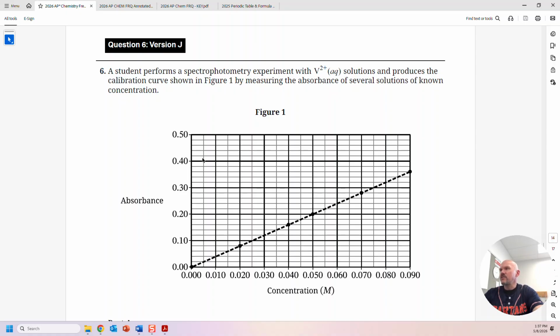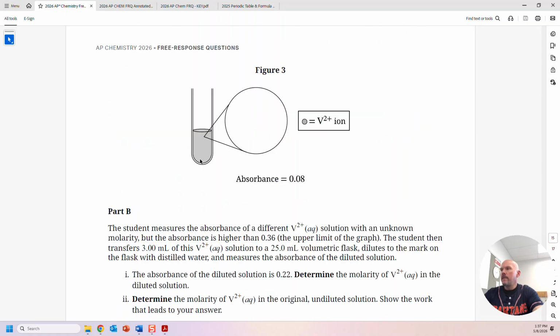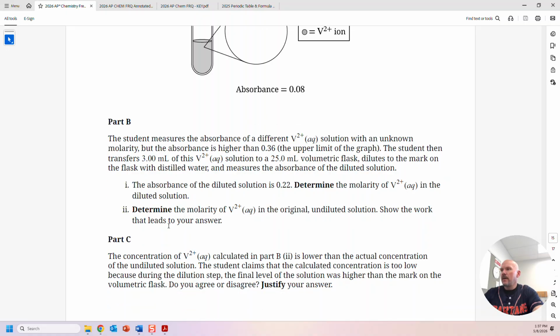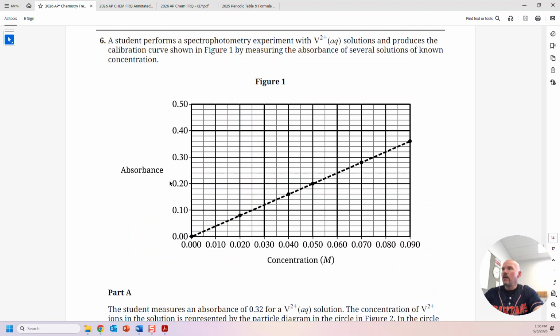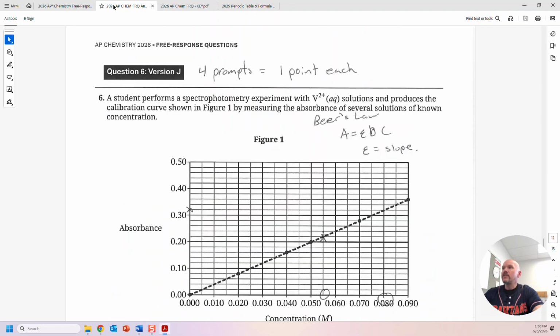So if we look at question 6, we had 1, 2, 3, and 4 prompts. So we had 4 prompts. So we know that each prompt is worth 1 point. So if we have to answer and explain, it's only worth 1 point, right? So just kind of understanding that.